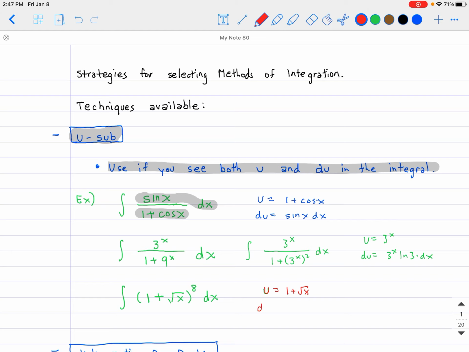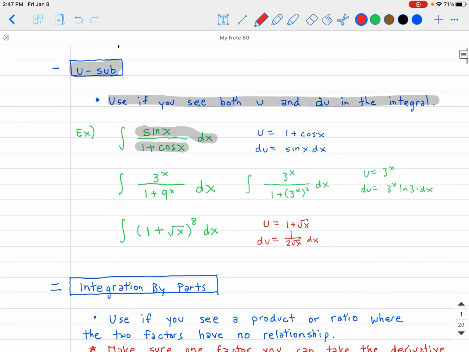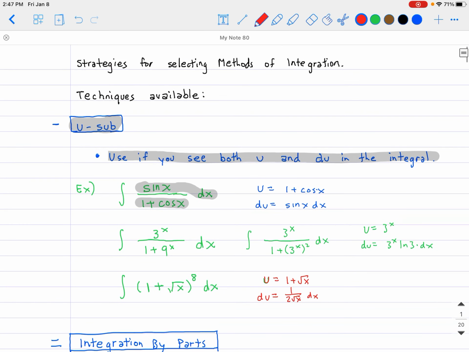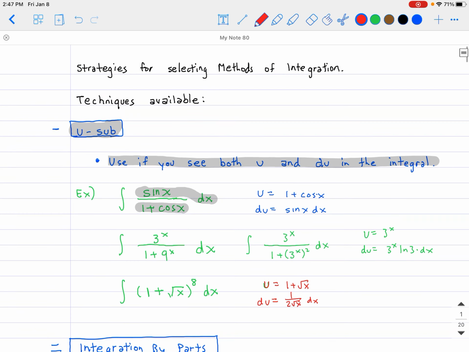But now if you notice that du is not quite there, because that's going to be 1 over 2 root x dx, and there is no denominator in this case. But it's not to say that this is a bad example or a bad idea, because we just have to kind of work around it a little bit. So here, rather than making it this way, here's one thing that you can do with a u substitution that's a little bit tricky to help you out.